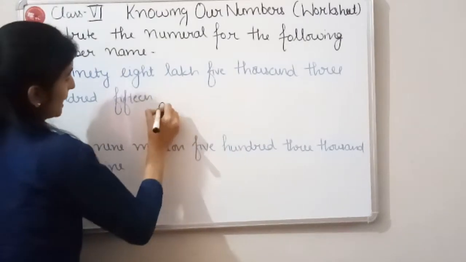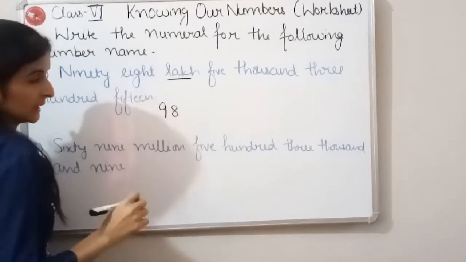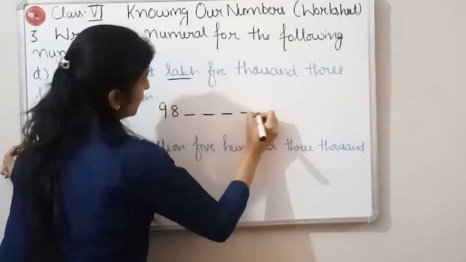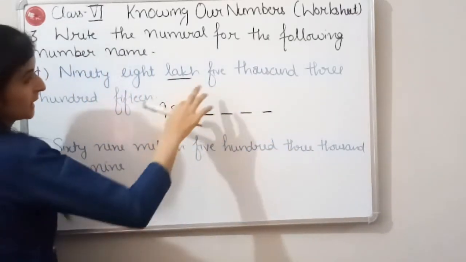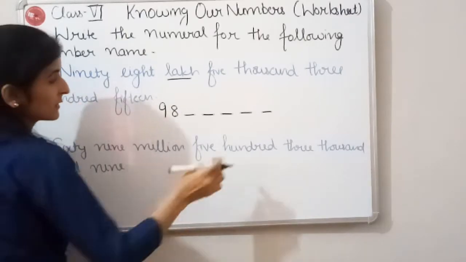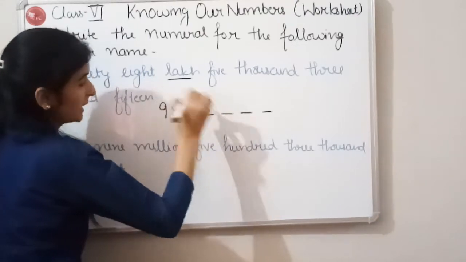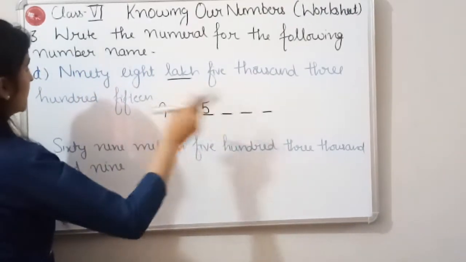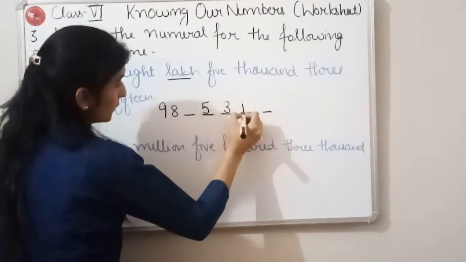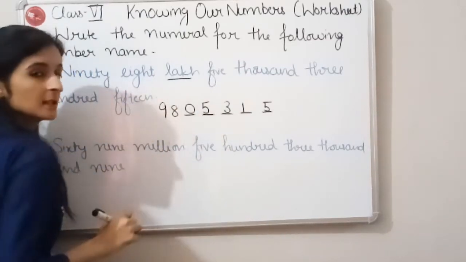So firstly I am going to write 98. Then there is lakh. Lakh means 5 more digits: 1, 2, 3, 4, 5. Then there is 5,000. So it means after 5 there should be 3 more digits. So I am going to leave space for 3 digits and then I will write 5. Then 315. How do we write 315? 3, 1, 5. And the remaining space we will fill with 0.